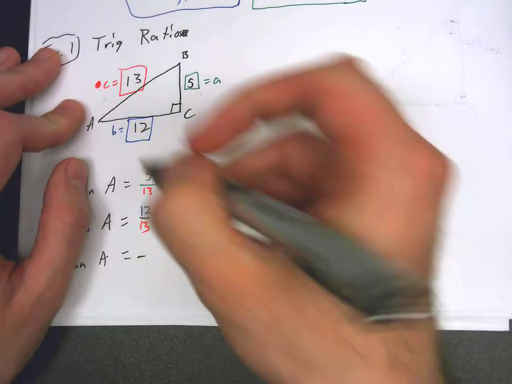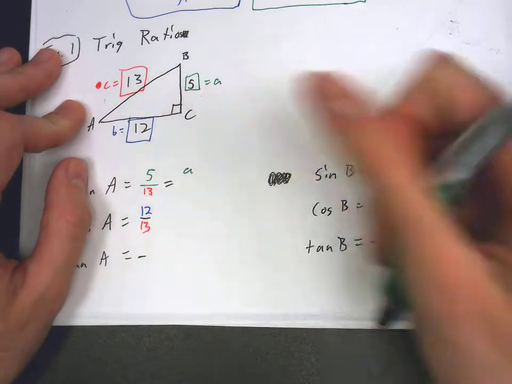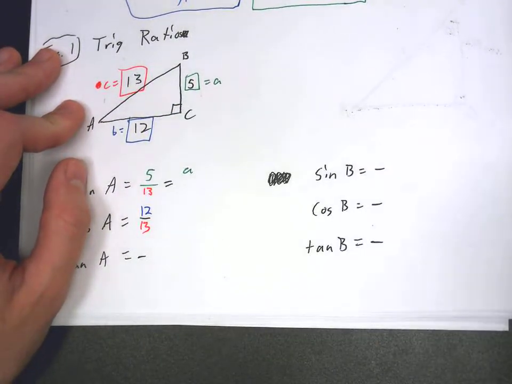So I didn't do this before. I'm going to actually label it. Technically, this is A over C.